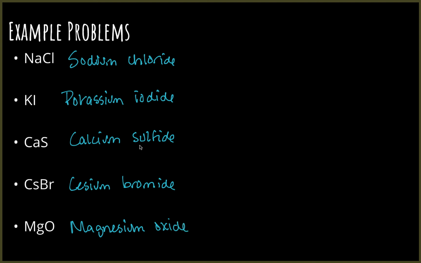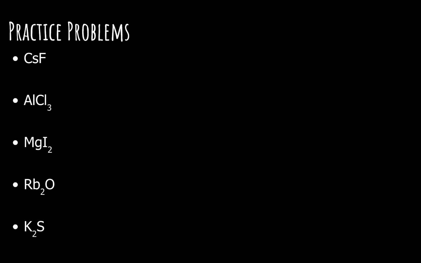Okay, so again, look at the pattern here. Name of the first element, you drop the ending on the second element and add -ide. And again, this only works for those elements that we talked about that can only form one possible charge. So we're talking about group 1, group 2, group 13, and those couple of transition metals that we talked about. So stop the video for a second. Go ahead and try these. Once you've tried them, come back and we'll go through them.